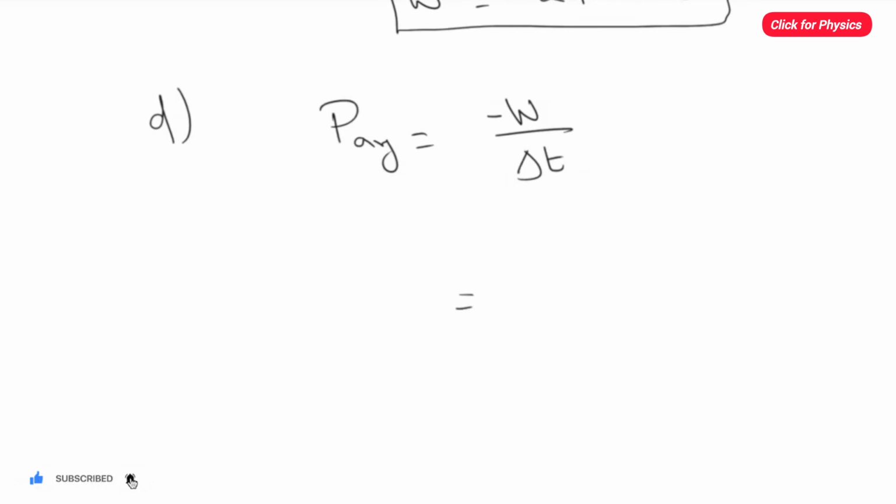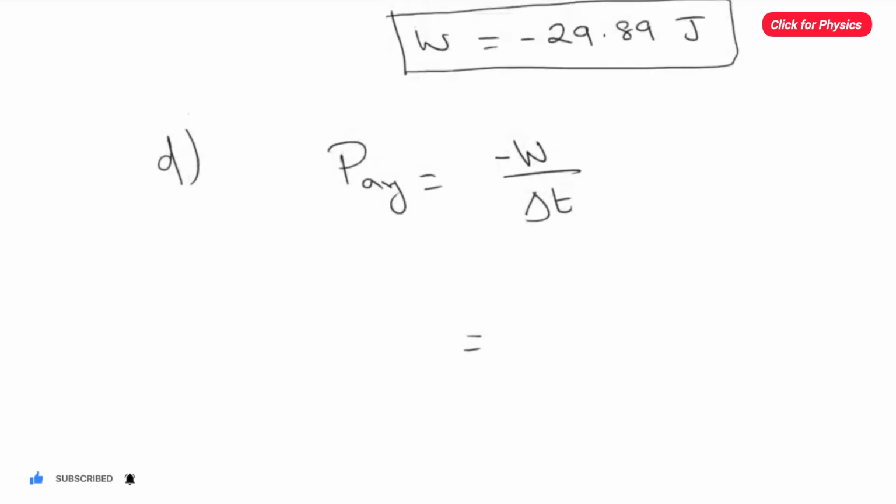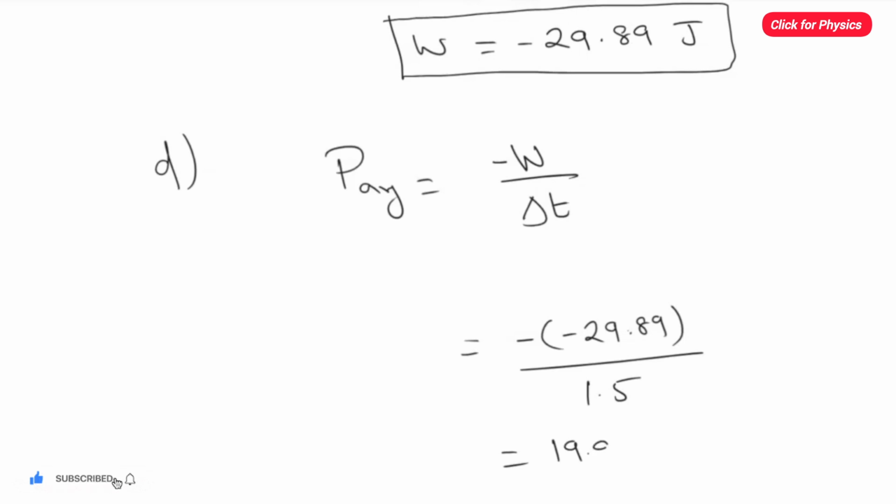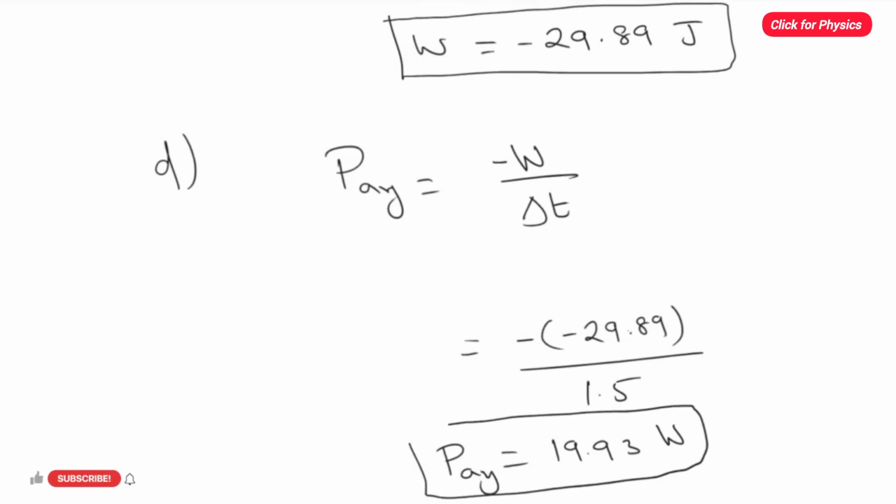Now I'm going to substitute the value here. For the work done, we got the answer here as minus 29.89. So minus of minus 29.89 divided by the time 1.5 seconds, and minus into minus becomes plus. So 29.89 divided by 1.5, the answer I got is 19.93, and the unit for power is watt. So this is the answer for the average power.